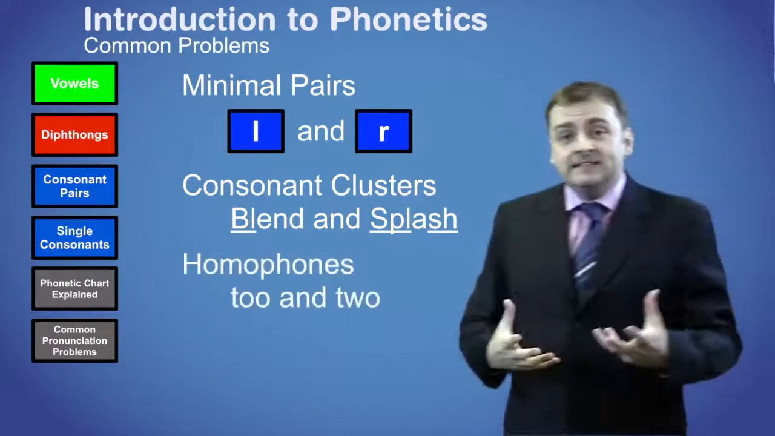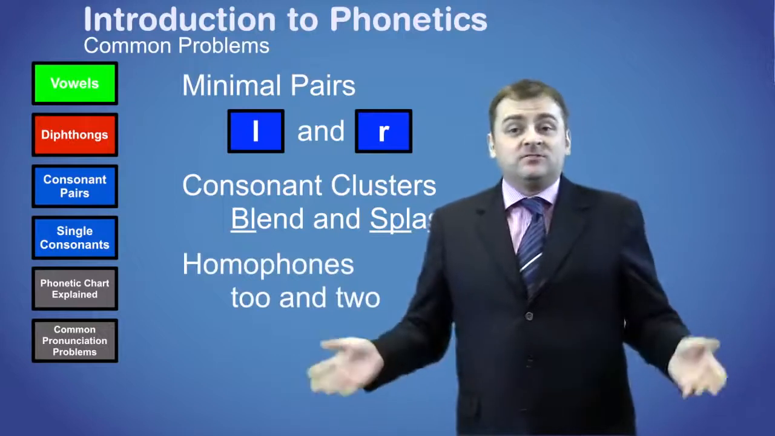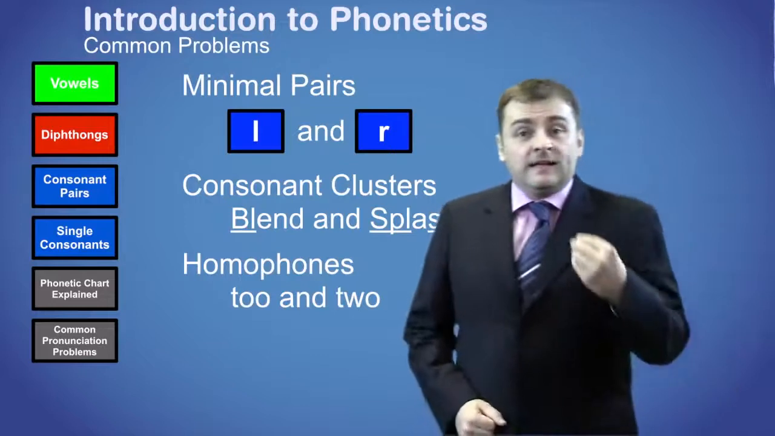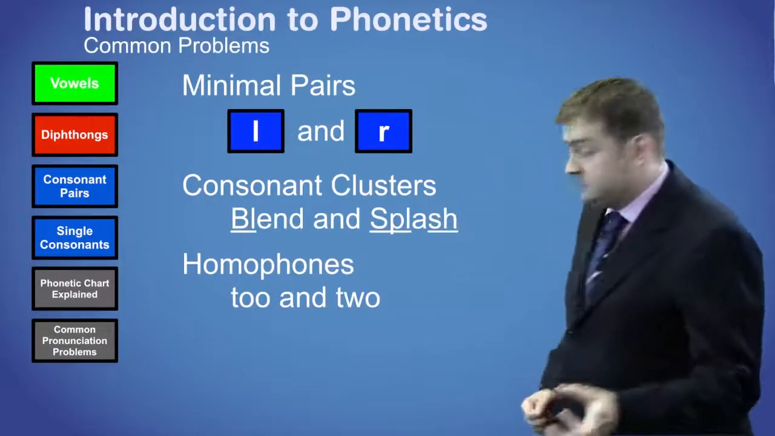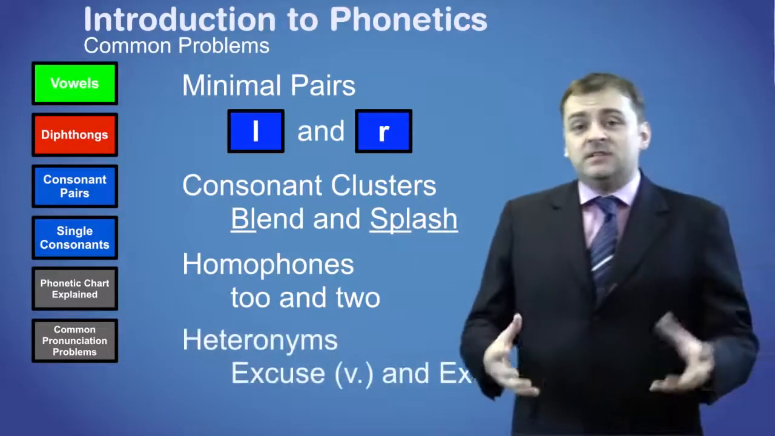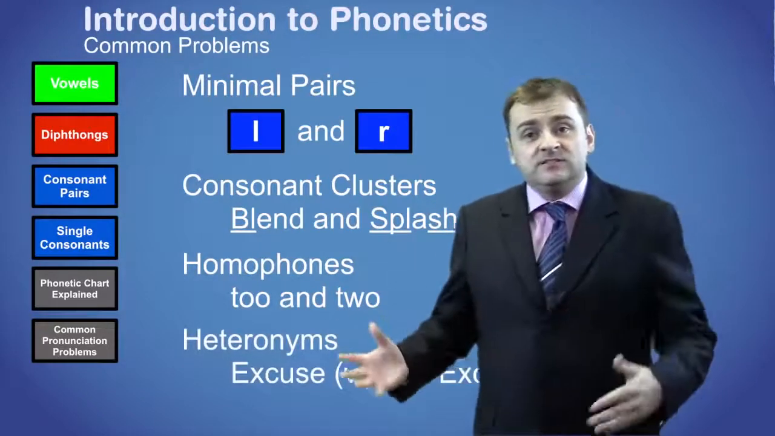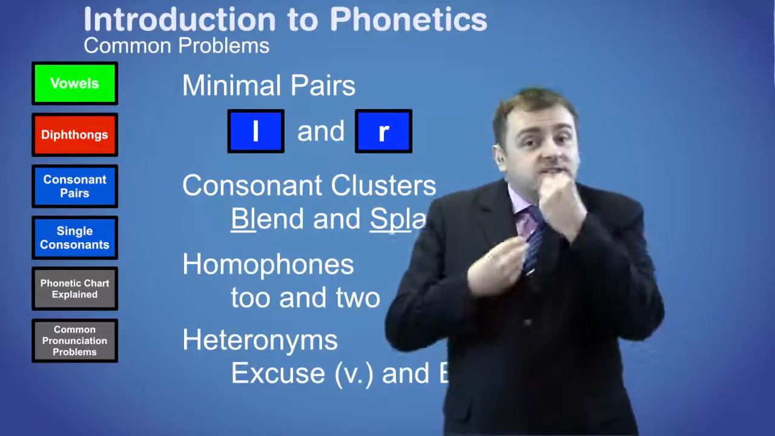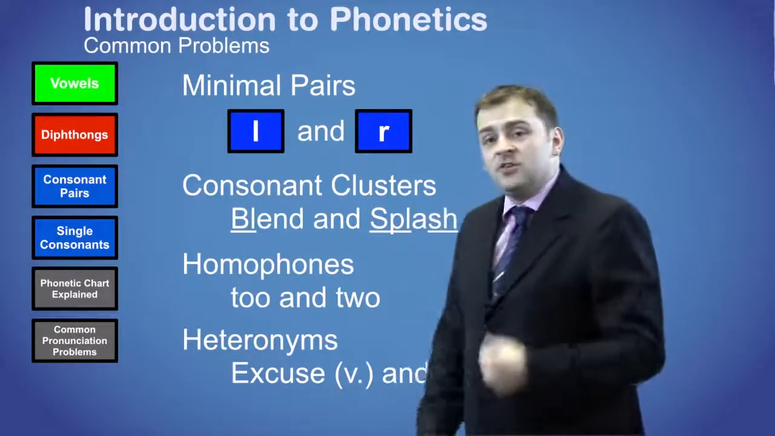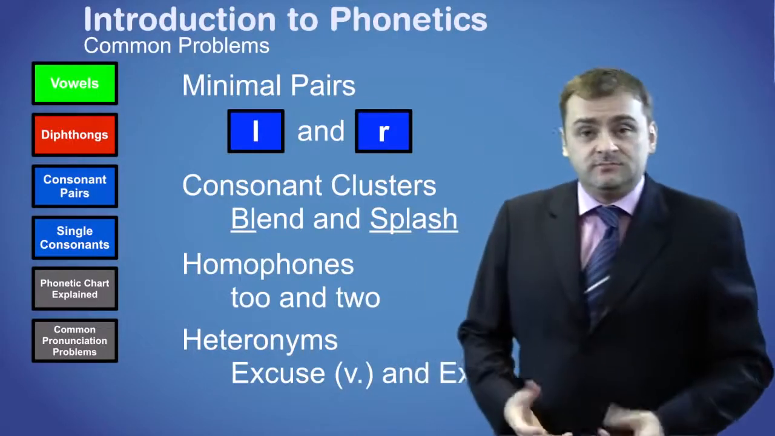Homophones are pairs or groups of words that are pronounced the same way, but with different spelling. Like to, the adverb, and two, the number. Heteronyms are pairs or groups of words that have the same spelling but different pronunciation. Like excuse, the verb, and excuse, the noun.